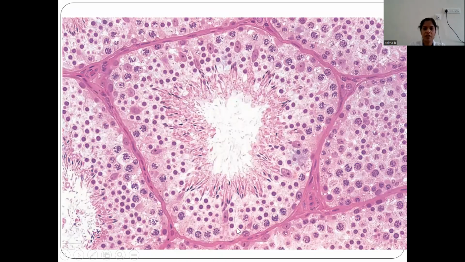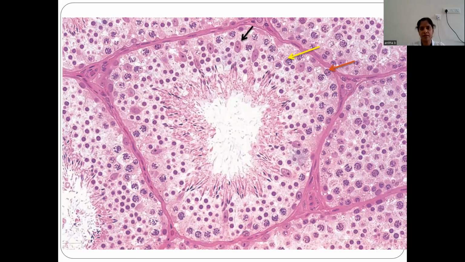So you can see clearly the Sertoli cells, the pillar cells, and in between them a group of spermatogenic cells. Now you can tell, what is that arrow mark? That is the Sertoli cell. What is the cell near the base? That is the spermatogonium.